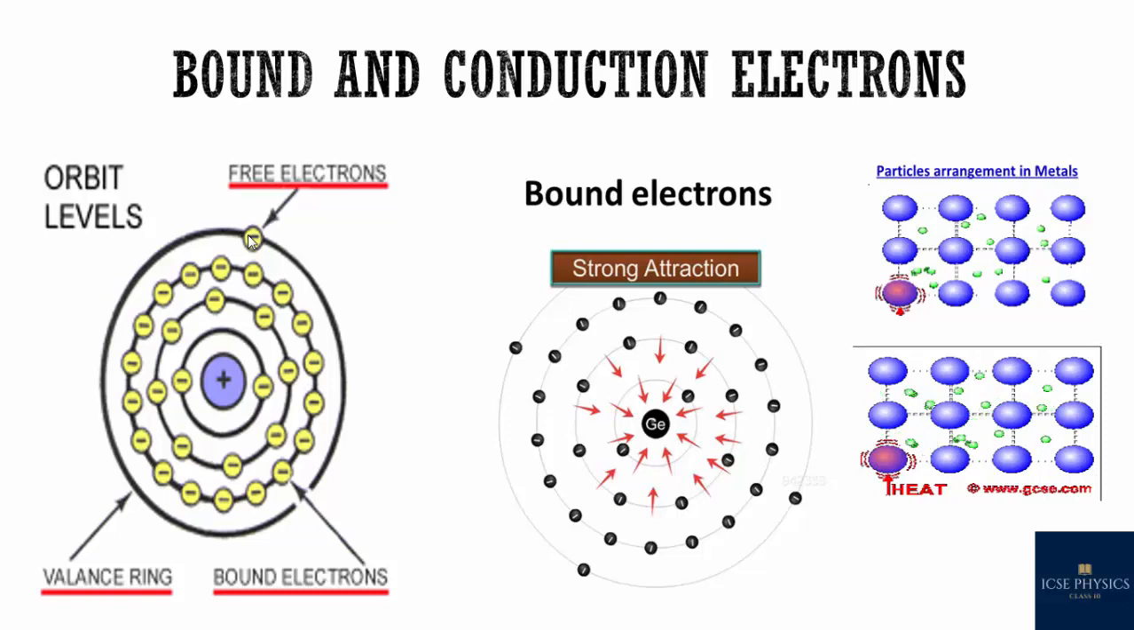These conduction electrons or free electrons remain inside the solid. As you can see in this figure, this is the particle arrangement in a metal. Metal is a solid, so there are different atoms arranged. As we know, free electrons are the electrons present in the outermost orbit. These electrons are loosely attached, and they are free electrons. So these electrons remain inside the solid.